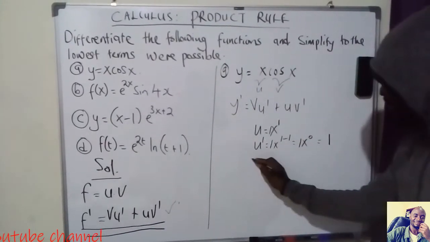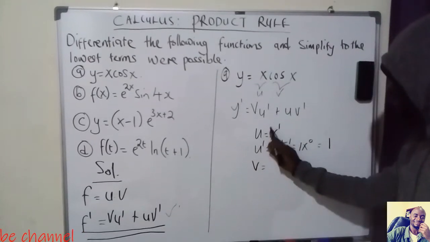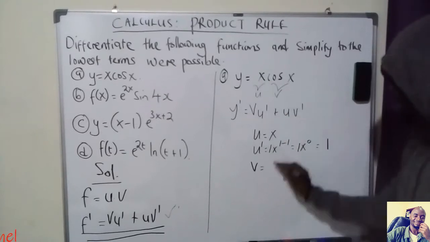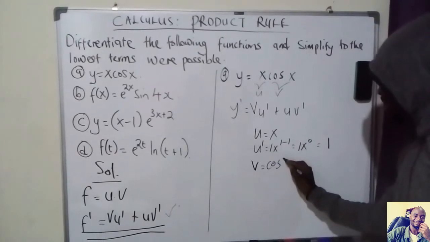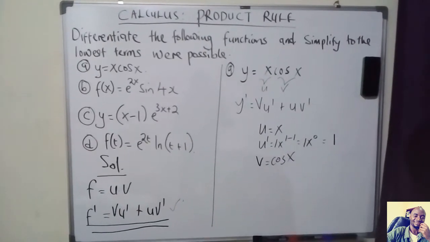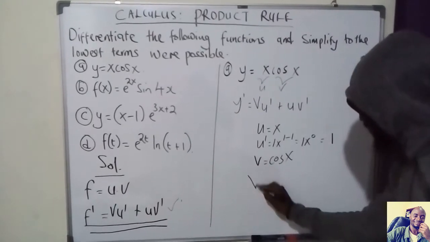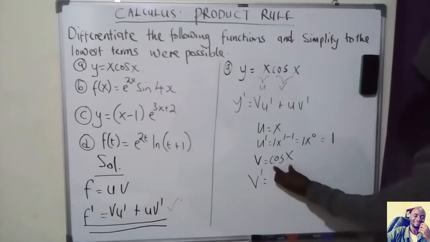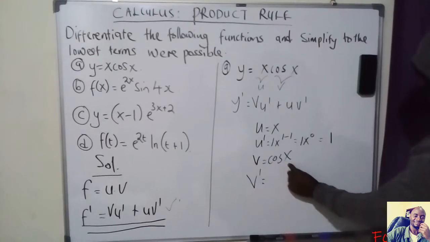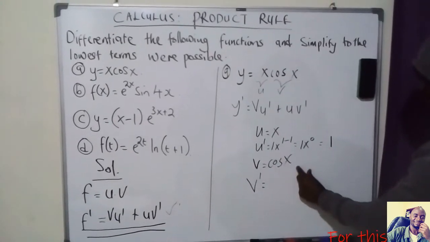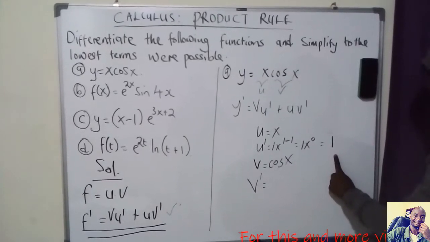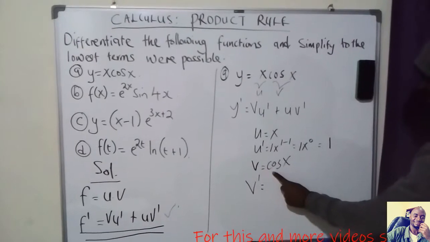We come to v. v is equal to cos x. Now v prime will be equal to, here, first you differentiate cos x, then you differentiate x again, but we've seen that the derivative of x is equal to 1, so we're just going to differentiate cos x.